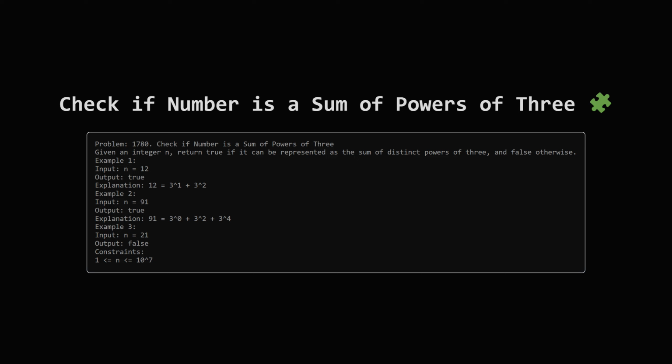Spoiler alert for today's first LeetCode problem. This problem, check if number is a sum of powers of 3, asks us to determine if a given number can be expressed as the sum of distinct powers of 3. So, we need to see if we can combine numbers like 1, 3, 9, 27, and so on, without repeating any, to get the target number.